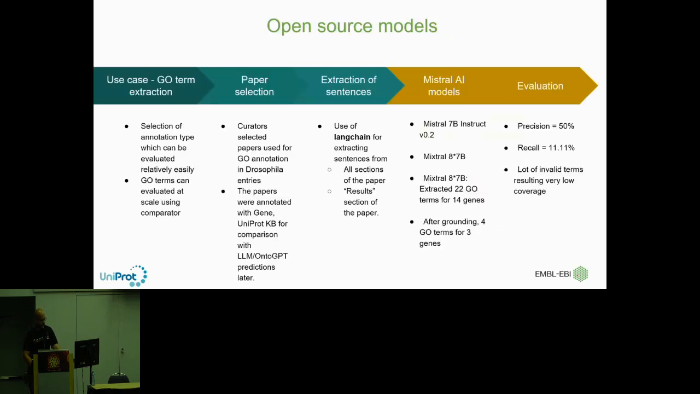Then we kept everything the same, the first 3 steps, the sentence selection, the papers, everything, but used Mistral models, with 7 billion and 8 billion parameters. These models had very low recall, like 11%. It's abysmal. They also suffered from the problem of names and descriptions not matching.